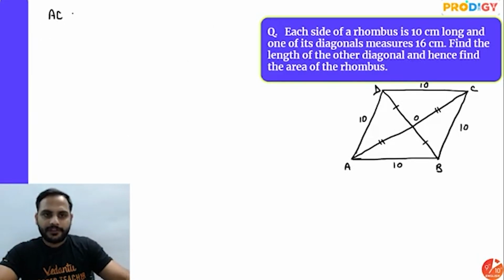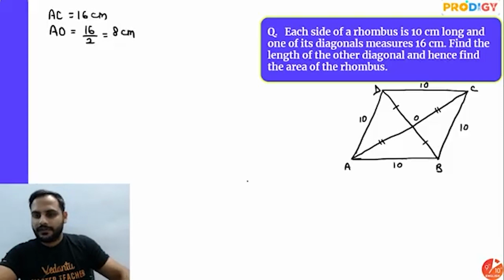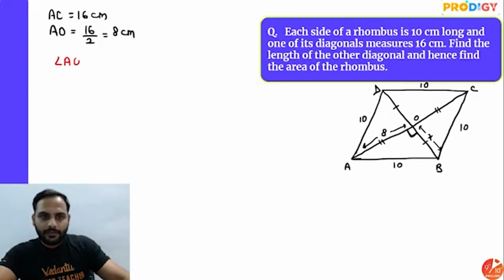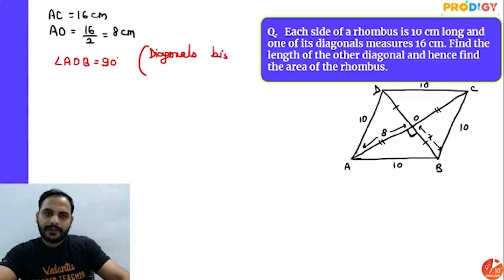If AC is equal to 16 centimeters, AO will be half of it, which means 8 centimeters. So AO is 8, and let's say BO is equal to X. Diagonals bisect each other at 90 degrees in a rhombus, so we know angle AOB is equal to 90 degrees.